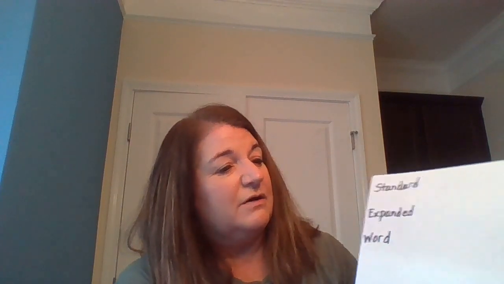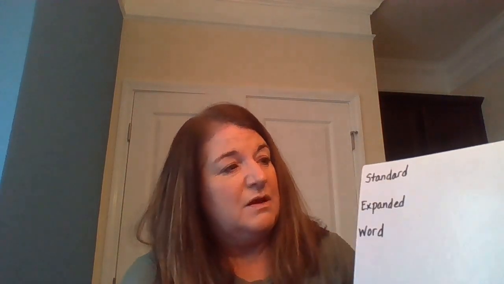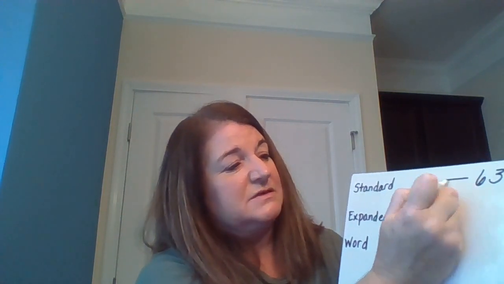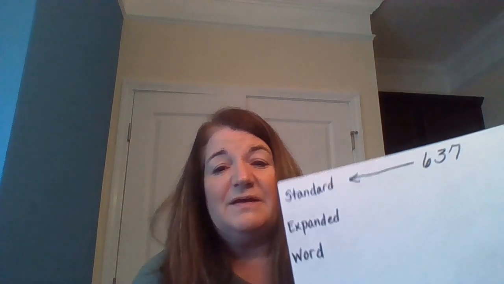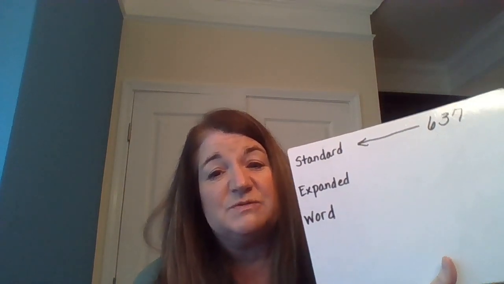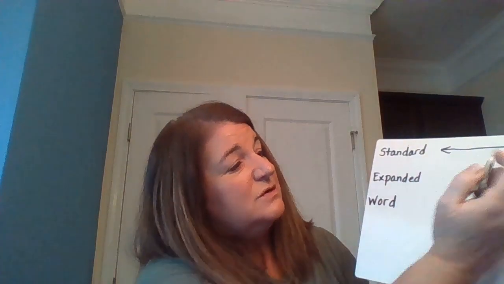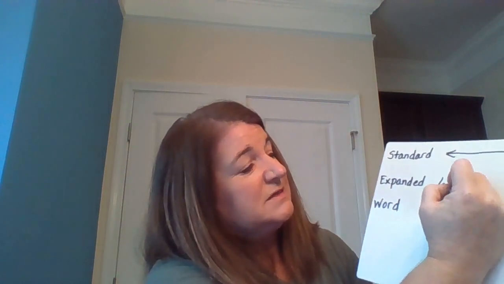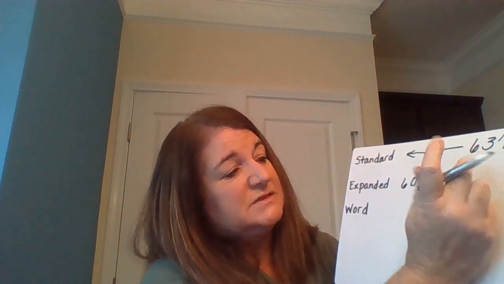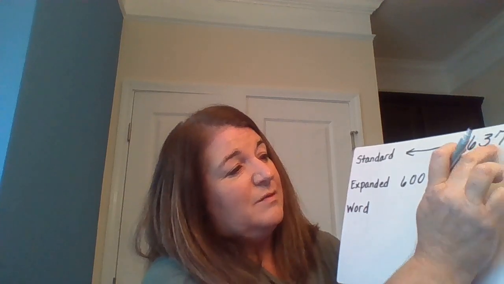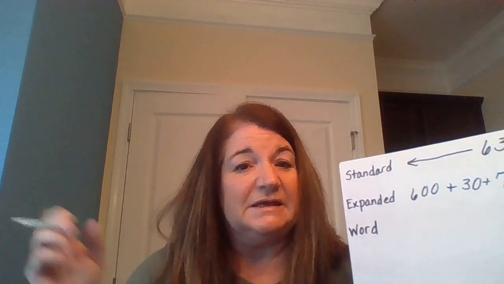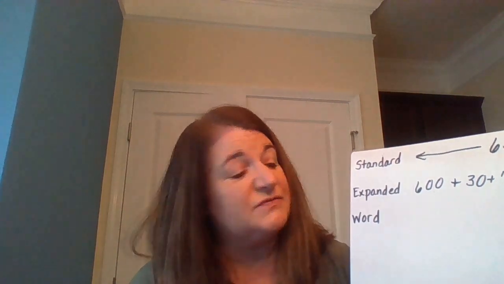So let's look at our number that we had this morning. We talked about 637. Now this is already standard form. That's how you normally see the number. If we expand it, we're going to take each place and tell its value. So the 6 would be 600 plus, we said this was 3 tens or 30, plus 7 ones. We're expanding it or saying each place and its value.